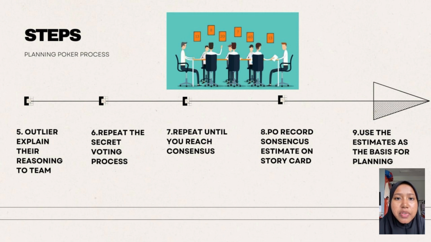When everyone is satisfied and has understood, in step 6, they repeat the secret voting process. If that doesn't produce consensus, then in step 7, they continue repeating the process until they reach consensus. In step 8, when consensus is reached, the product owner will record the consensus estimate on the user story card and they will move on to the next story card. Finally, step 10, they take all the estimates and use that as the basis for planning the next stage in the project.